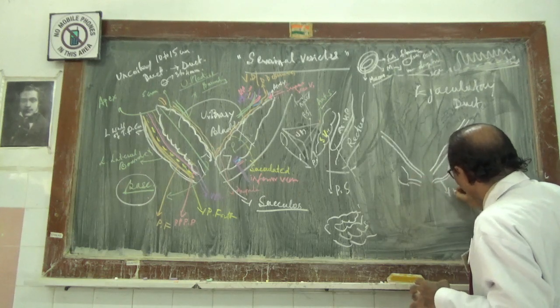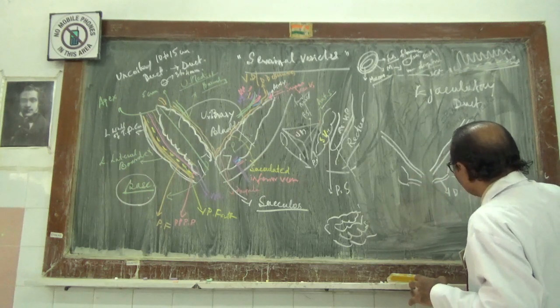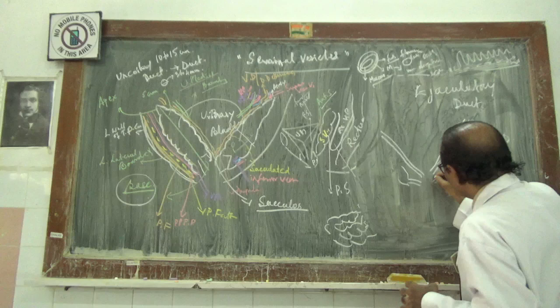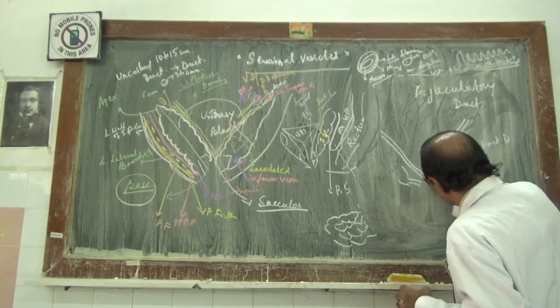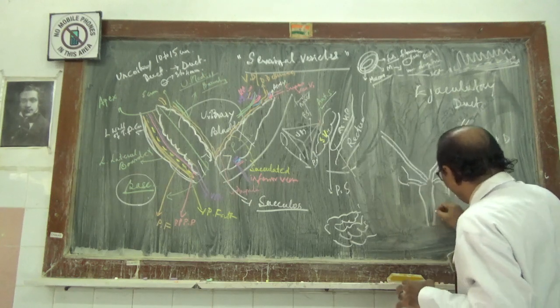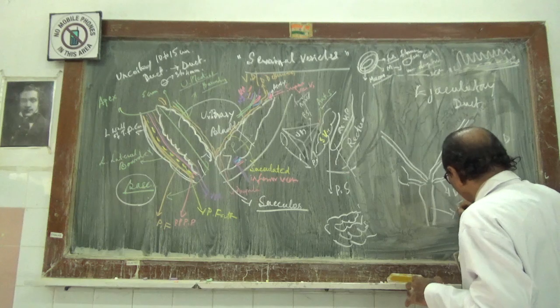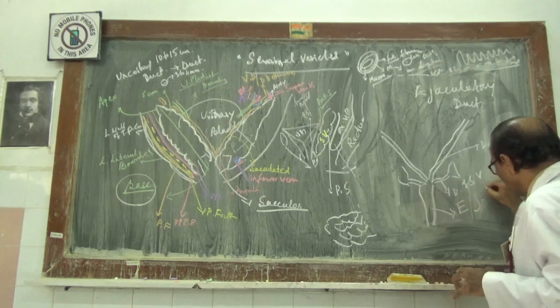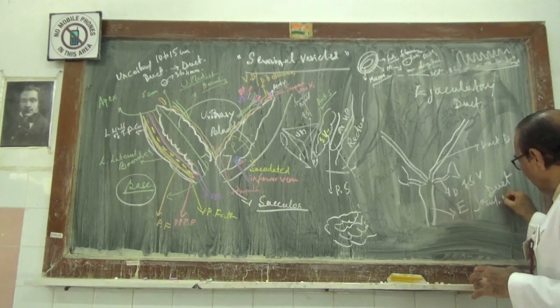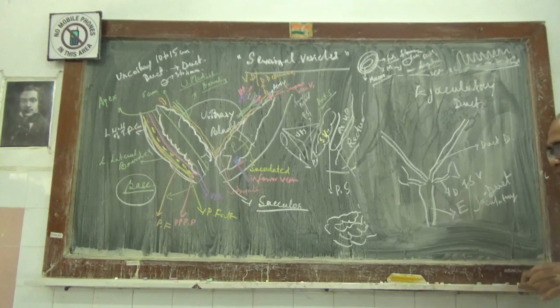These are the ducts of the seminal vesicle. This is the ductus deferens. So after this union, what it will form is called the ejaculatory duct. So the ejaculatory duct is a duct which is 2 centimeters in length.